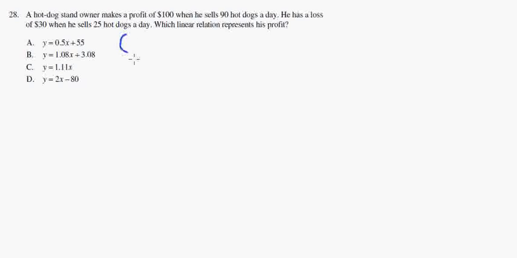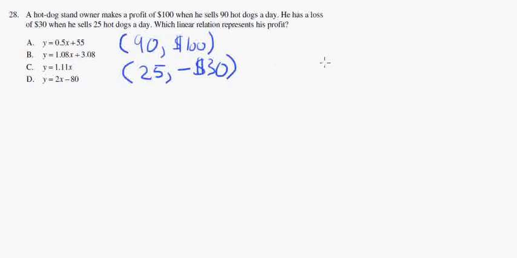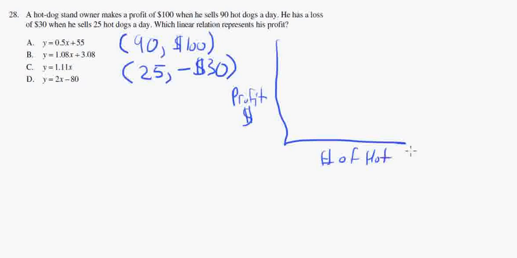Okay, the first piece of information tells us that if I sell 90 hot dogs, I make a profit of $100. If I sell 25 hot dogs, I make a profit of negative $30. So this is really a graph of profit versus number of hot dogs. Okay, and we want to know which of these linear relations expresses the information we're given.